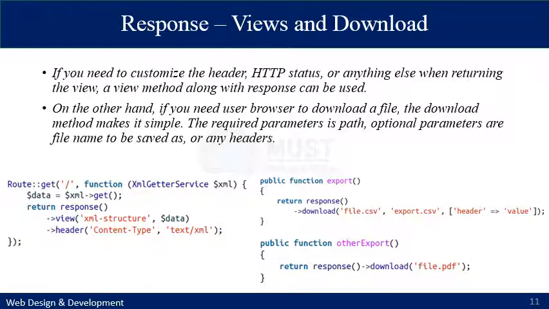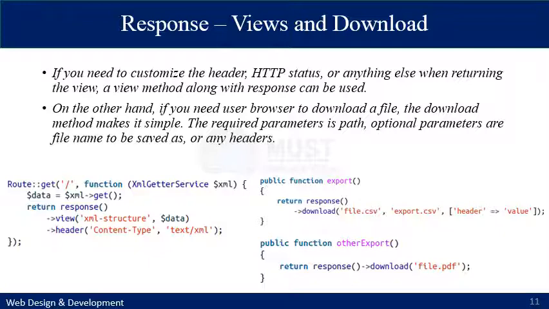So you can also send a view or a file into the response, and if you need to customize the header, HTTP status, or anything else when returning the view, a view method along with its response can be used. On the other hand, if you need a user's browser to download a file, the download method makes it simple. The required parameter is path. Optional parameters are the file name to be saved as, or any headers.